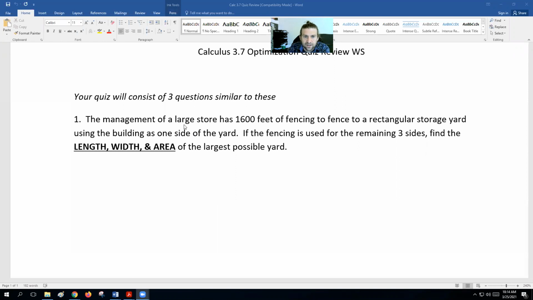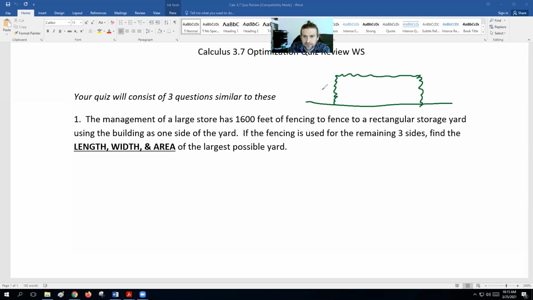A management of a large store has 1,600 feet of fencing to fence a rectangular storage yard using the side of the building and the yard. If the fencing is used for the remaining three sides, find the length, width, and the area of the largest possible yard. So I guess they have a big building here. They're going to put some fencing this way and that way and then this way. So they're going to use the side of the building to contain this yard.